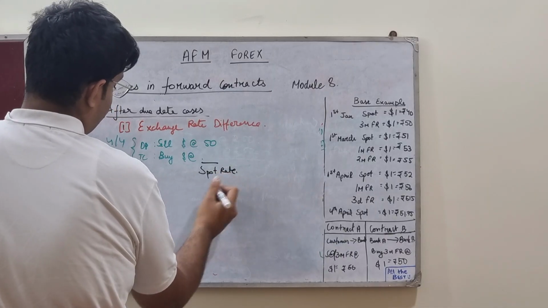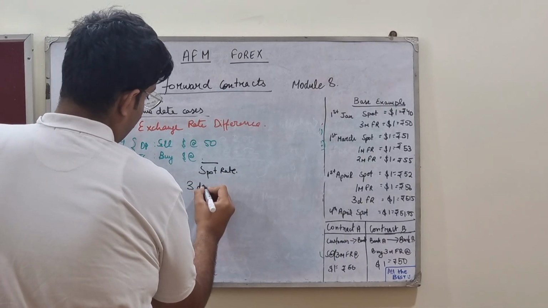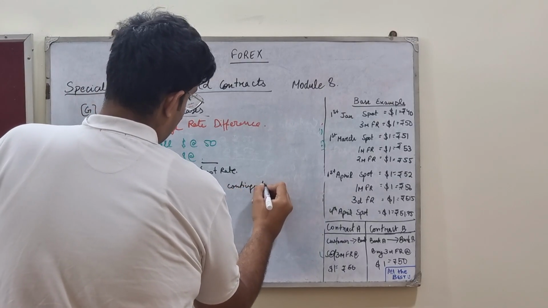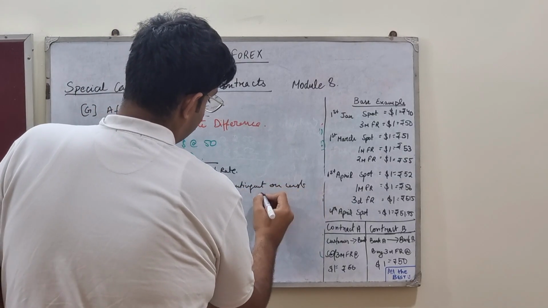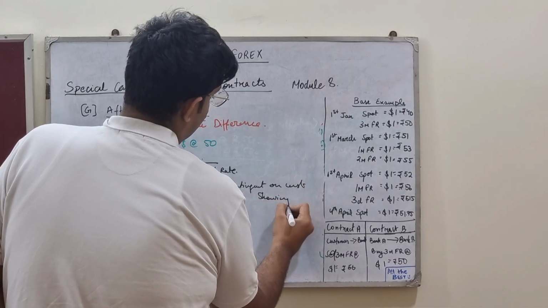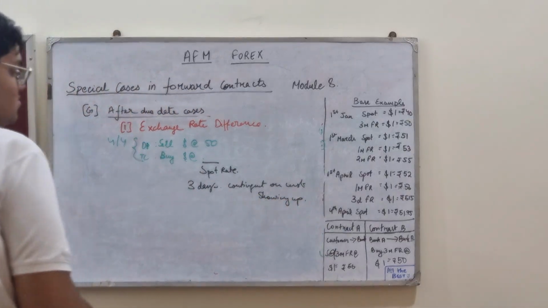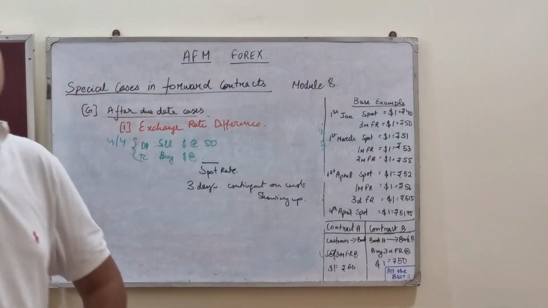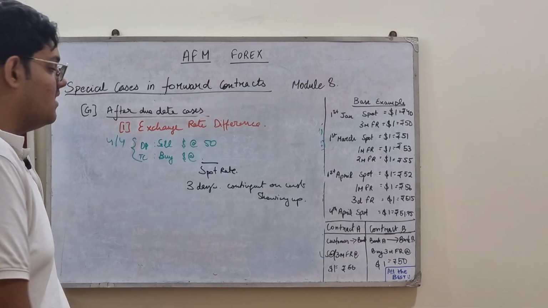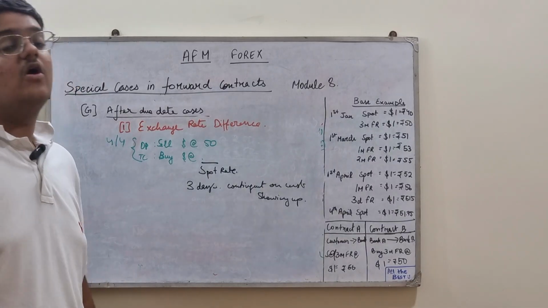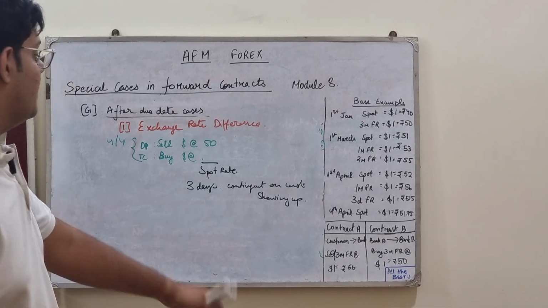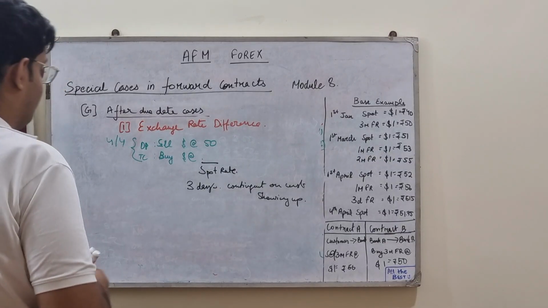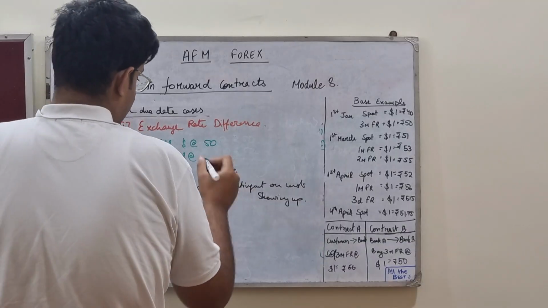Okay, it can be of any of the 3 days, contingent on the customer showing up. Basically, if the customer shows up on 2nd April, we have to take 2nd April's date. If the customer shows up on 3rd April, we have to take 3rd April's date. If the customer shows up on 4th April or does not show up at all, we have to take the date of 4th April. Here we are just going to take the 4th April spot rate because that's the one I have here.